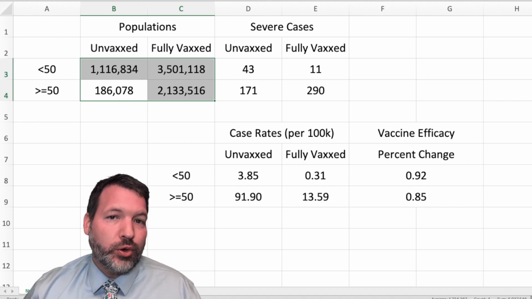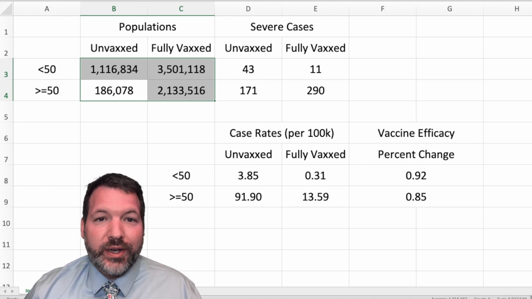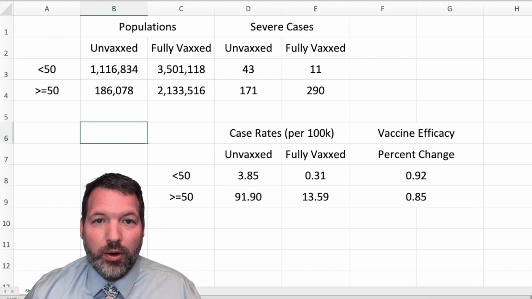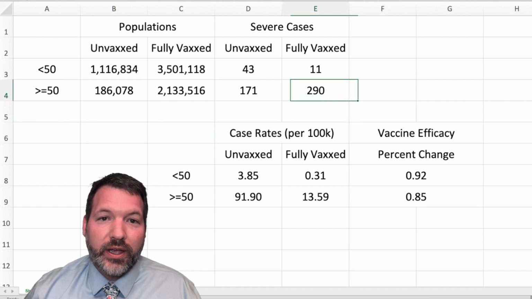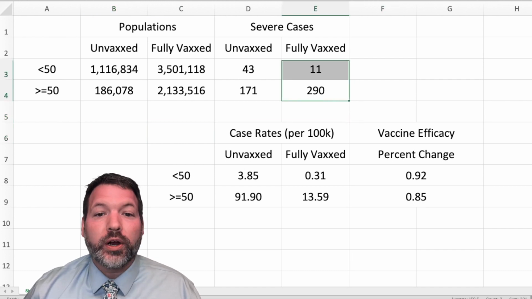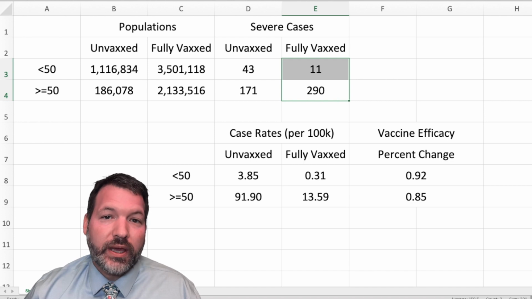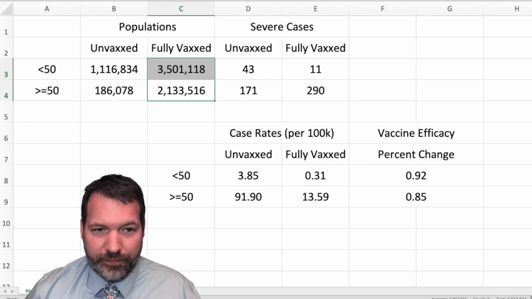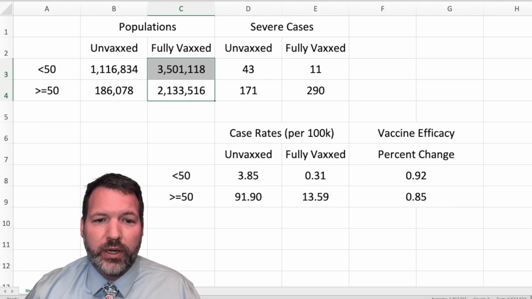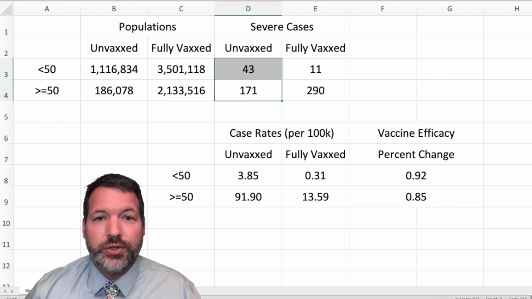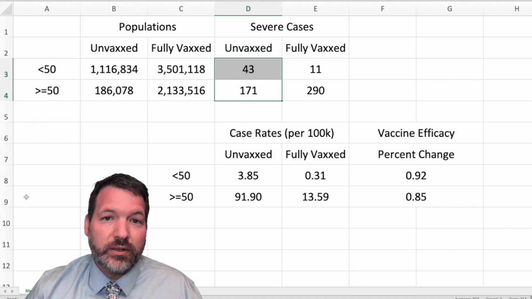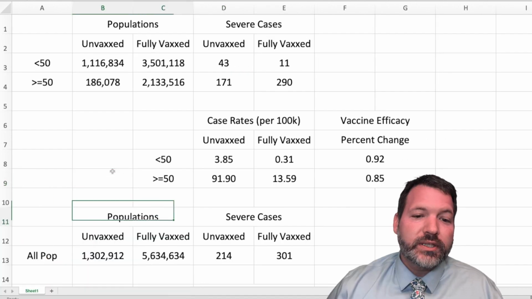But to compute the total population vaccine efficacy, we don't just combine these two numbers. We're actually going to rerun our calculations for the total population. We're going to look at all 301 cases among the fully vaccinated total population, the 5.6 million people that we're looking at there. We're going to look again at all 214 cases that it works out to. So I need some new information in my Excel table to jot this down. And you can see that's what I've got down here.